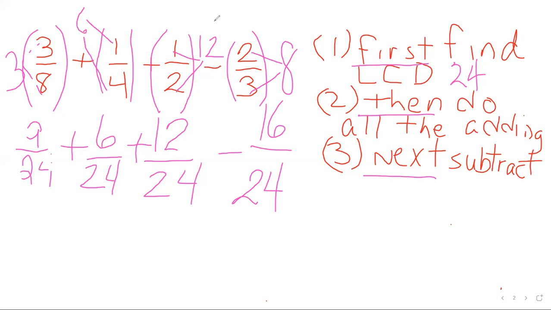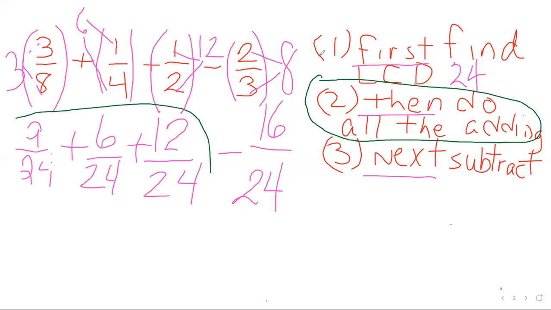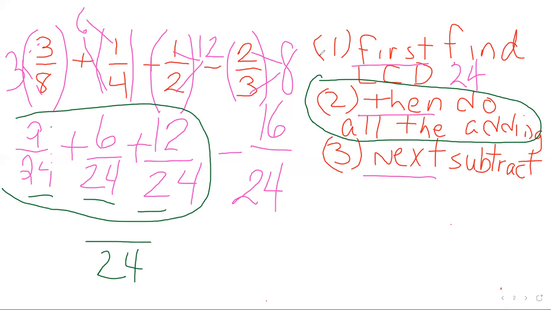Okay, now that I got my denominator, now I'm going to add. All we're going to do is adding. We're going to just do what I'm circling in green here. We're just going to add these numbers. When you add fractions, you keep your denominator the same, which is 24. And all you're going to add are the numerators, the green dots. So 9 plus 6, that's 15. 15 plus 12 is 27.